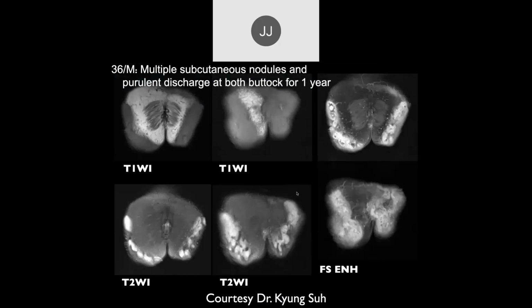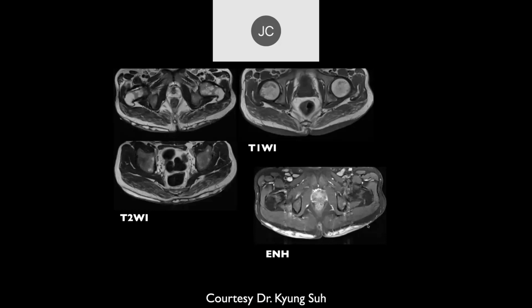Right. All right, so we have a 36-year-old male, multiple subcutaneous nodules and purulent discharge at both buttocks for 1 year. Looking at the subcutaneous gluteal soft tissues, there's a lot of nodular, fluid-like signal back there.